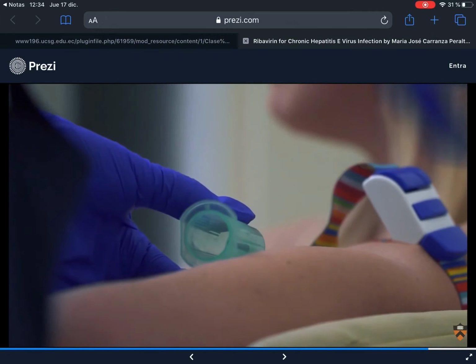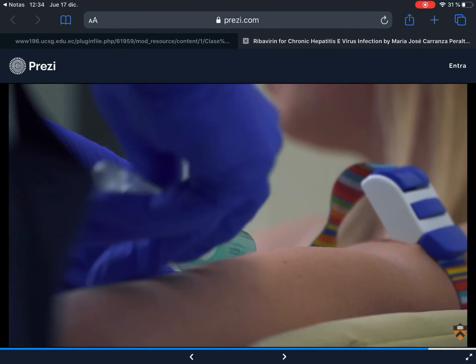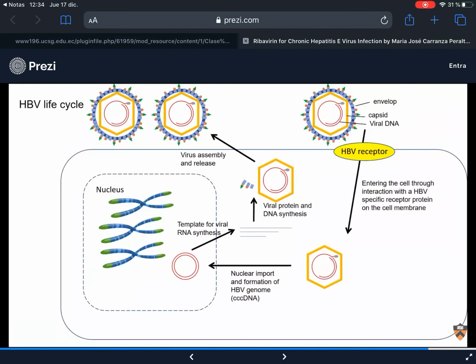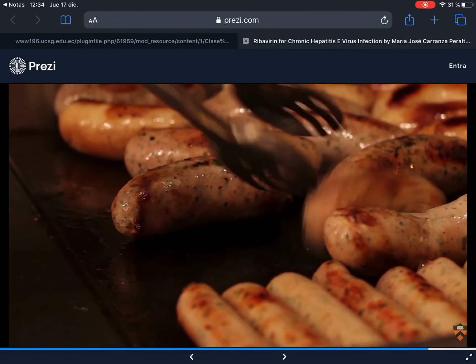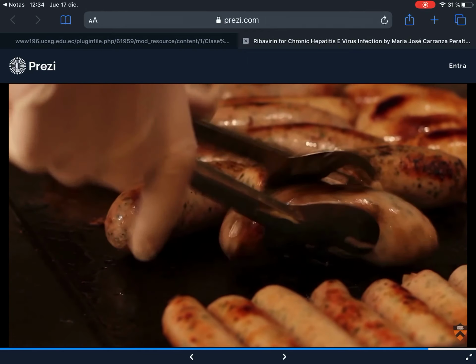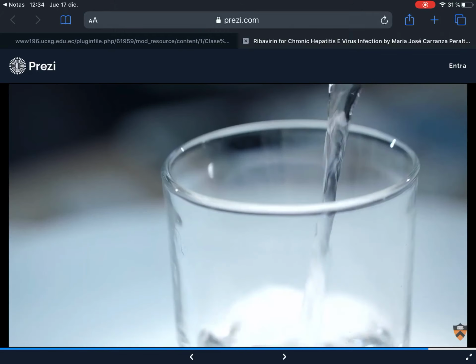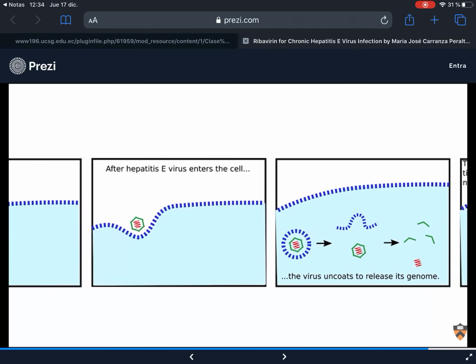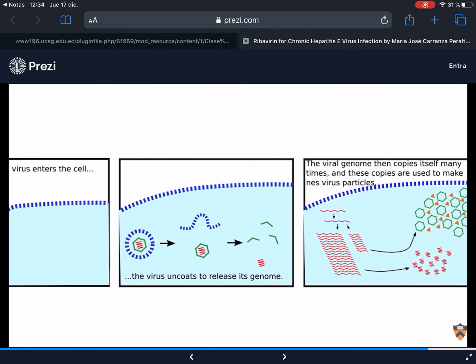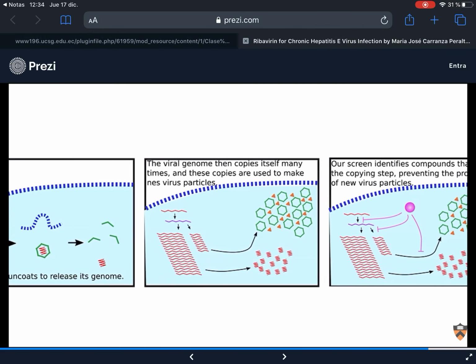Hepatitis B virus is transmitted through the blood and other bodily fluids. It enters liver cells where it hides in the nucleus. We try to find drugs that can kill this virus without causing harm to the patient. Hepatitis E virus infects people through contaminated pork meat and water and stays within the cell body. We try to find molecules that can stop the virus from making copies of its genome.